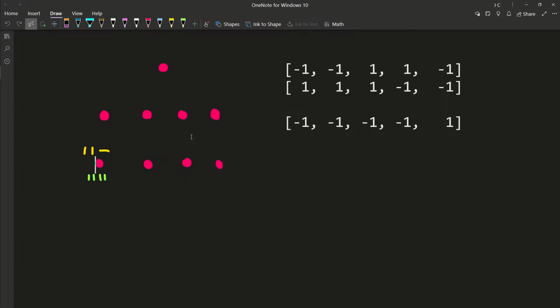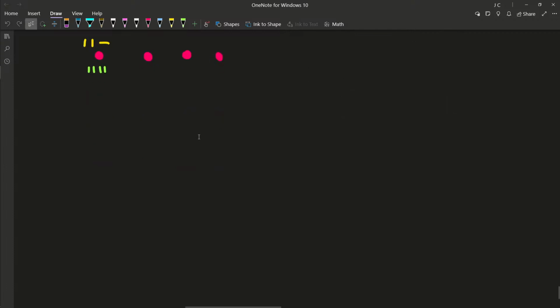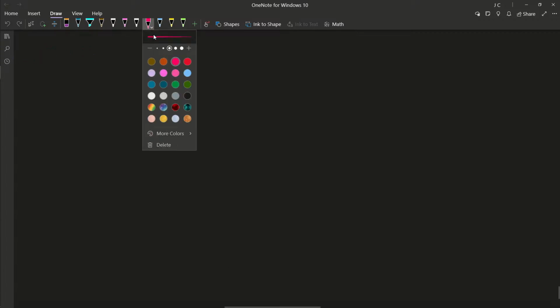Let me draw a little neural net real fast. We're gonna do 3 dimensions. If I could scroll down some more, it's not gonna let me scroll down anymore. So what if I go over here? There you go. I don't wanna confuse the pink dots.